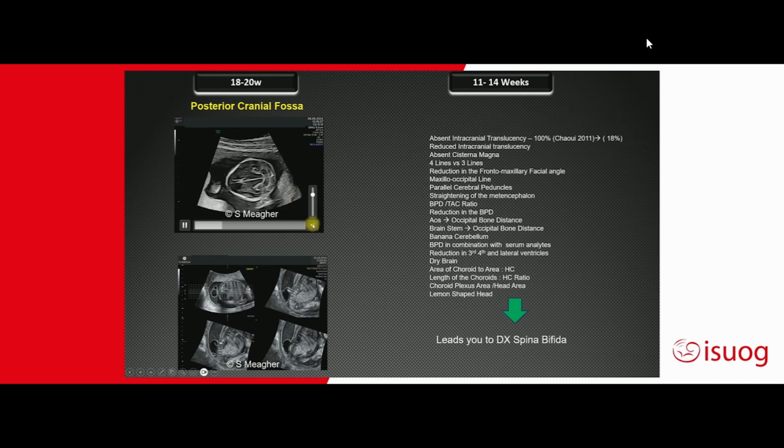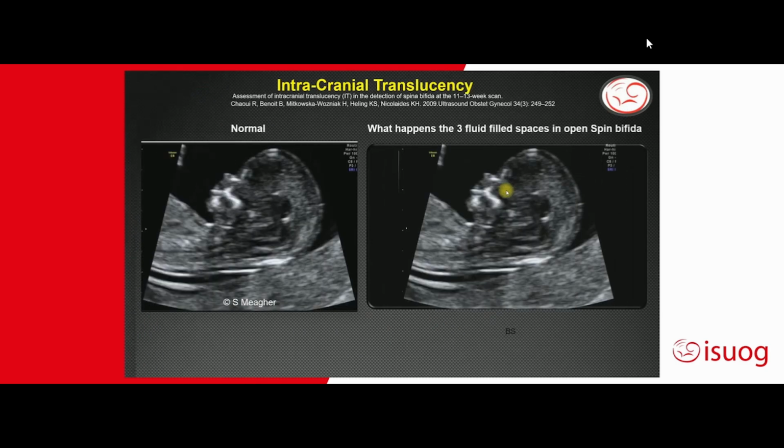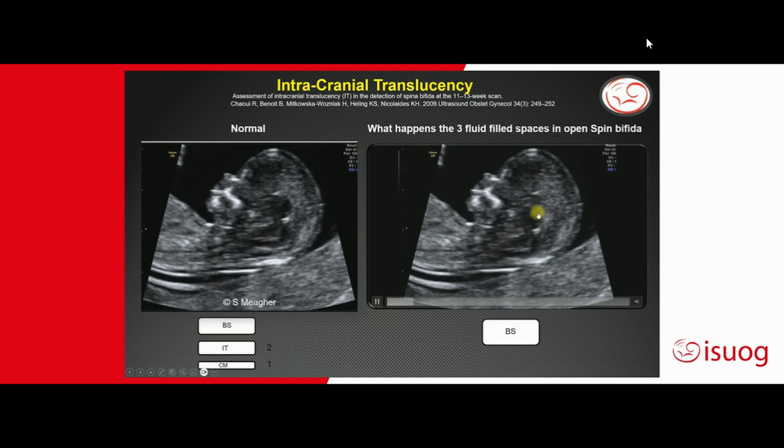In the second trimester, we rely on a single marker, the banana-shaped cerebellum or the lemon-shaped head thrown in, whereas we have all these markers listed in the first trimester of pregnancy. I would say simplify it and look at 2 things. When you look at what happens in spina bifida, you have posterior and inferior displacement. So instead of having the brainstem, IT, and cisterna magna in descending order, you end up with a large brainstem and obliteration of the cisterna magna and intracranial translucency. But this is only in a certain proportion of cases.